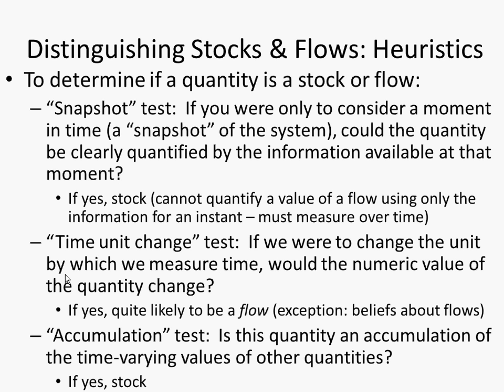That rate. Now, if I want to have a numeric quantity for that, it depends. If I want to say what is the rate at which it's flowing in cubic meters per year, or cubic meters per day, or cubic meters per second, it's going to be very different. And that's this time unit change thing. I feel like it conflicts with the snapshot test definition.